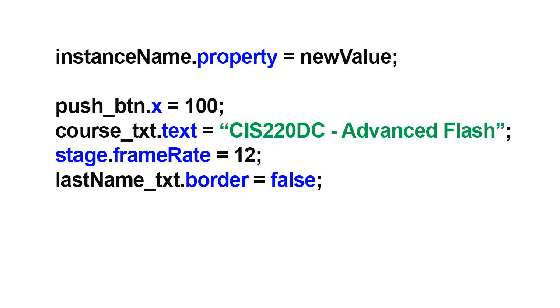Third example is we can change the frame rate of the stage. Notice that the stage is a keyword. It's in blue, equals, I'm going to set it to 12 frames per second. The fourth line is setting the border of a text box named lastname_txt to false. It's going to turn that border off.